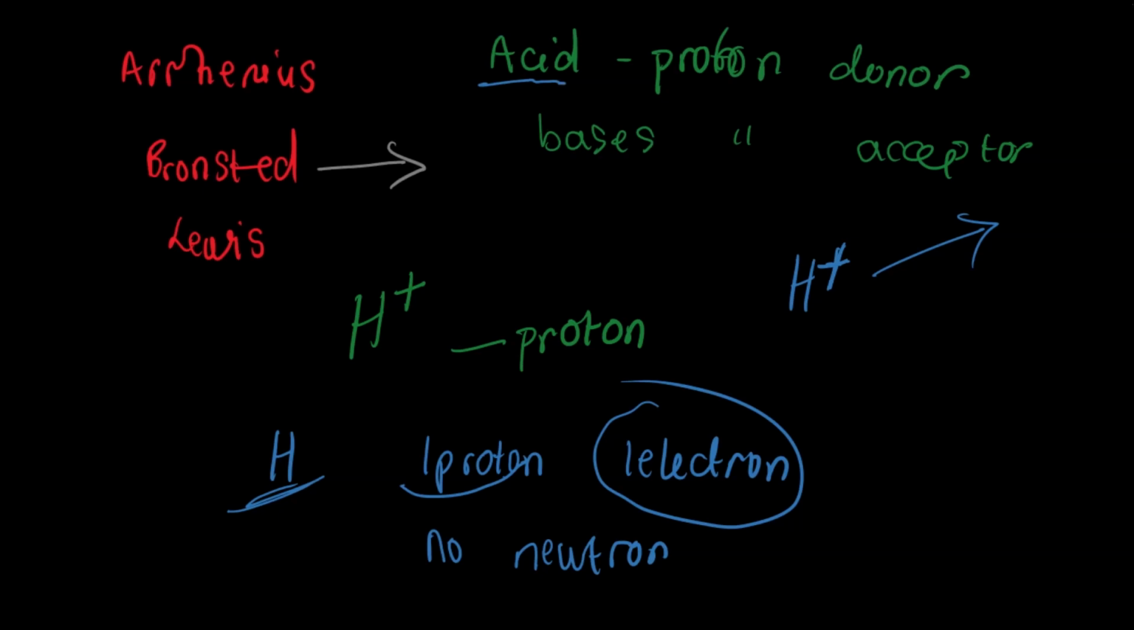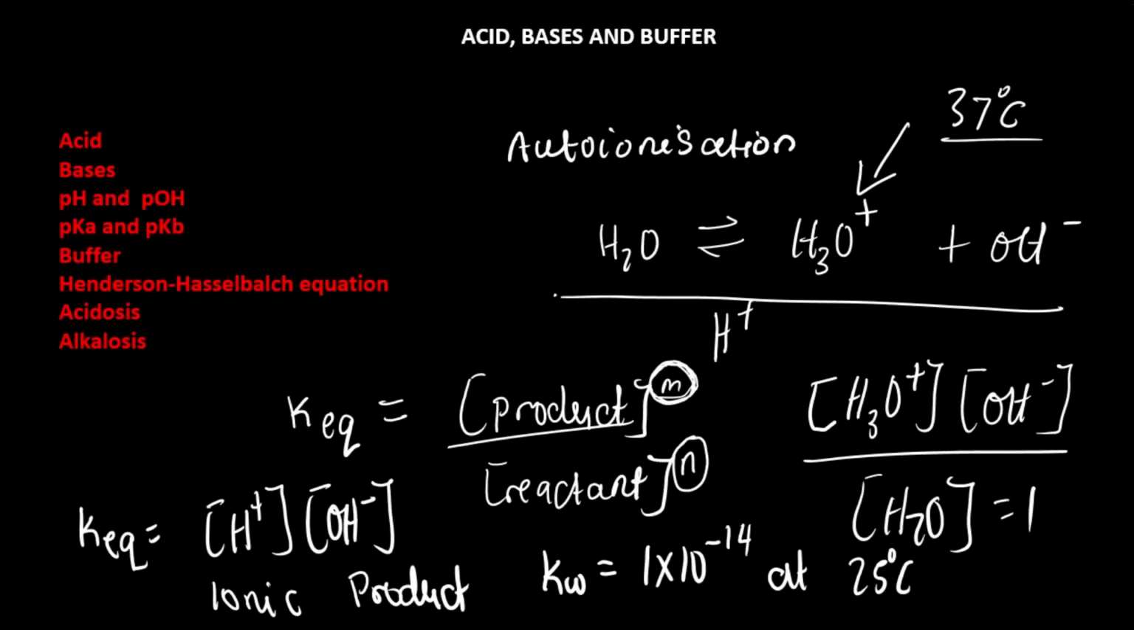Now, an acid is a proton donor. In other words, it's a hydrogen ion donor, and the base is a proton acceptor, so it's a hydrogen ion acceptor. Okay, so this is the Bronsted-Lowry's definition of an acid and a base. Now let's take a look at pH.